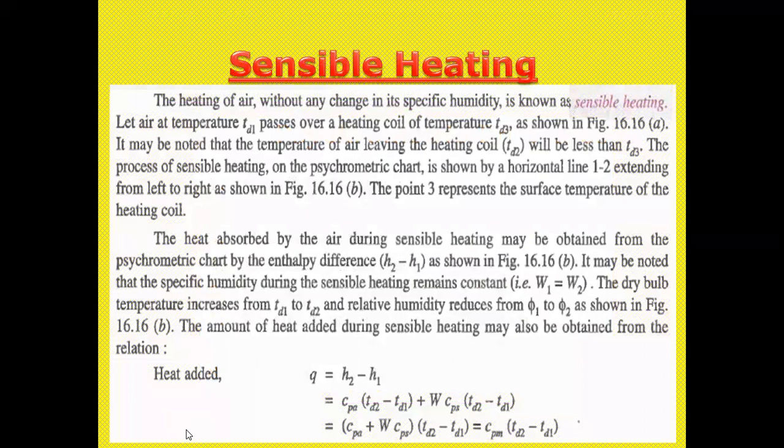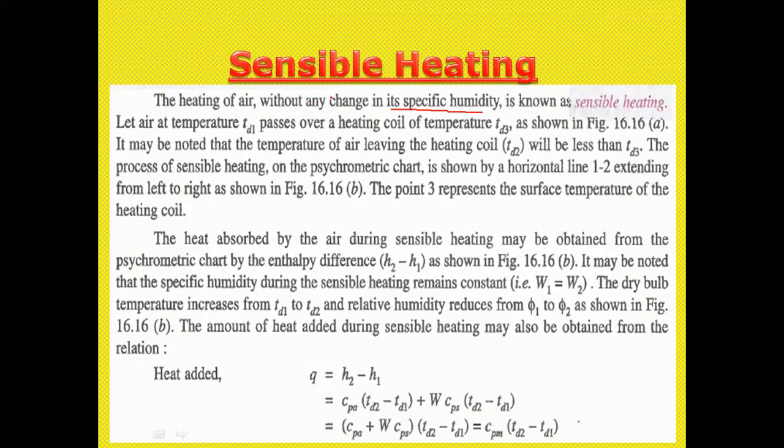Now, coming to the first point, sensible heating. In sensible heating, the heating of air without any change in the specific humidity. So during the process, we are heating the air, and whenever we are heating the air, we should not change the specific humidity value. We have discussed the specific humidity properties in the last class also. So the heating of air without changing the humidity is known as sensible heating.